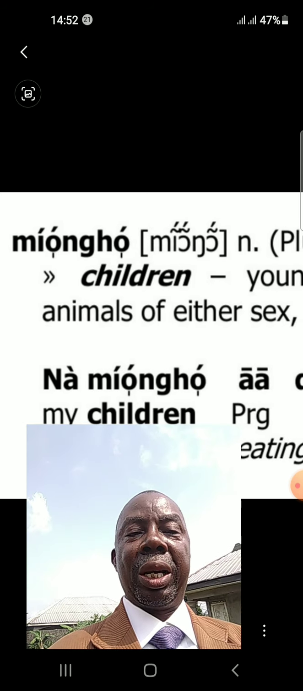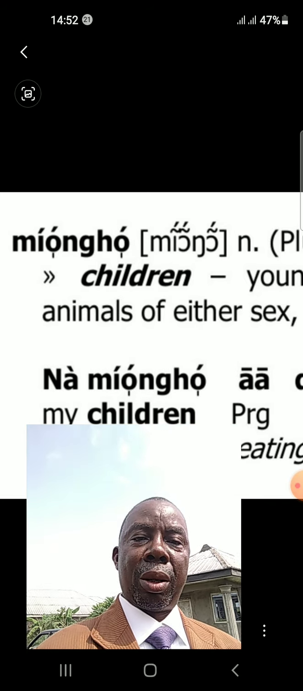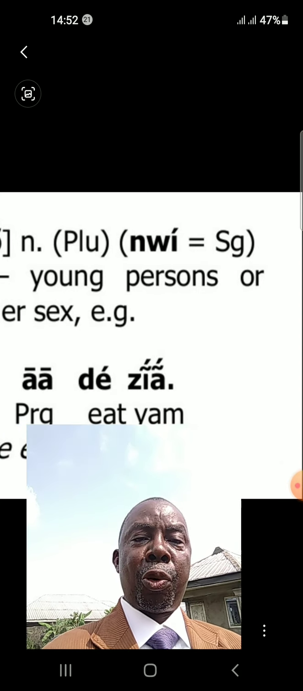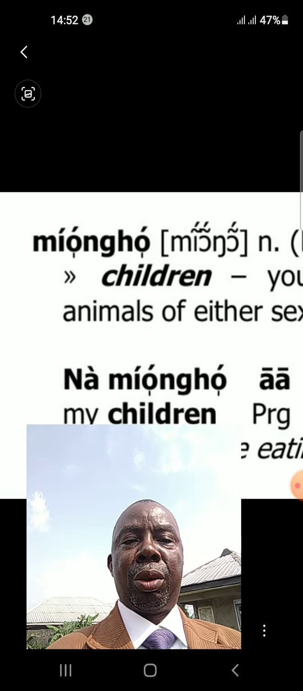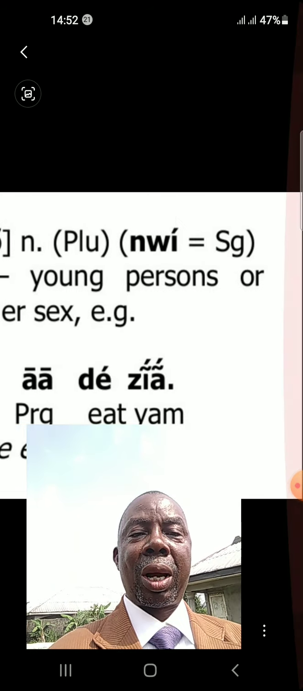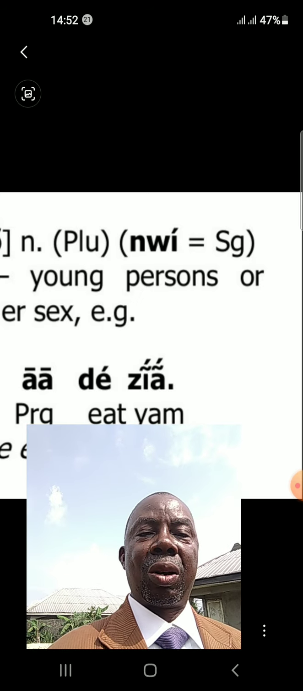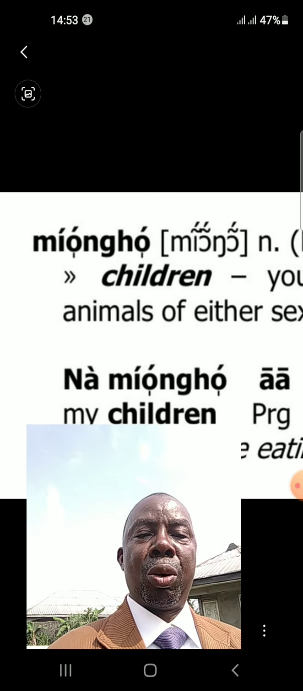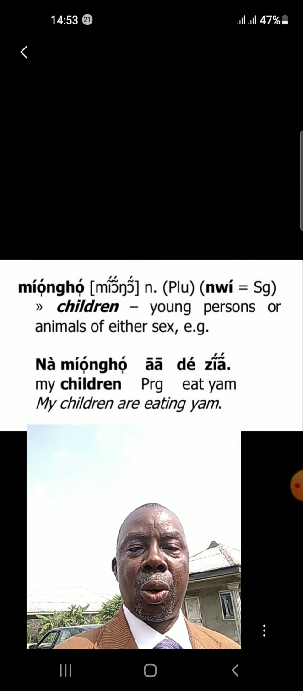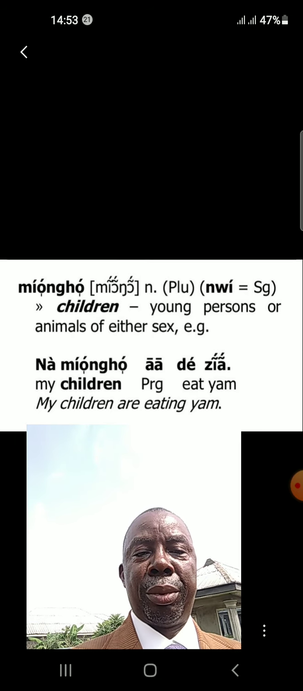It is the only word that has a singular, plural alternation. The meaning of this word is children, and the singular form is we. So you are able to make sentences like this: Na myongo adesian, my children are eating yam.